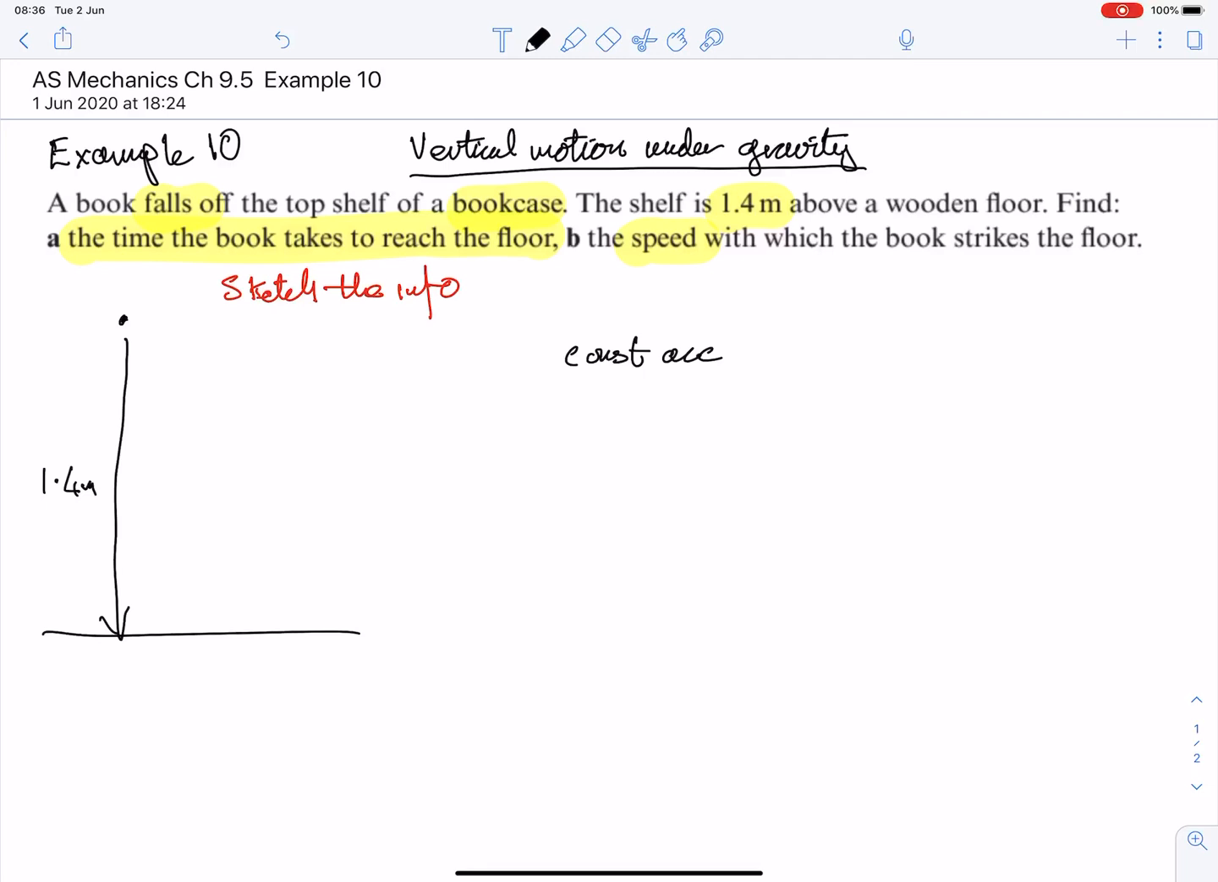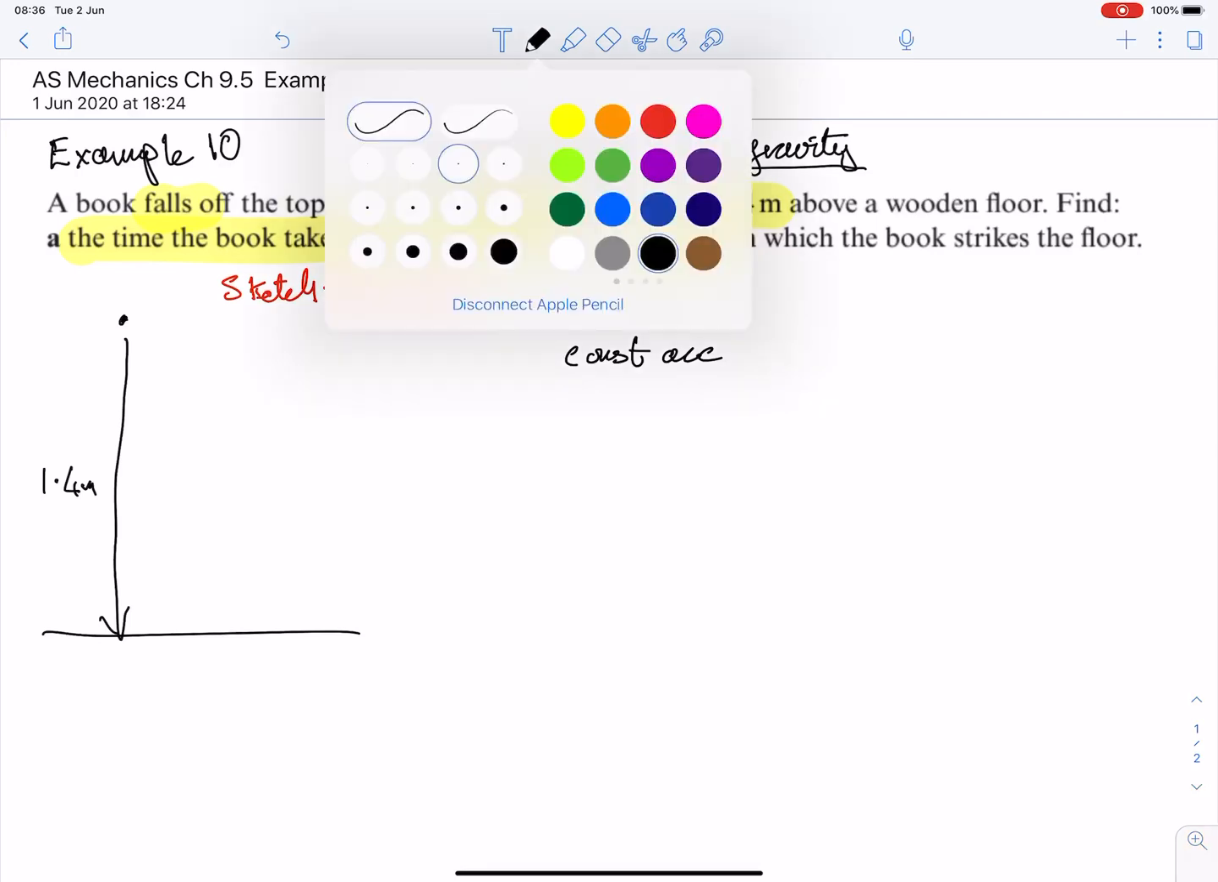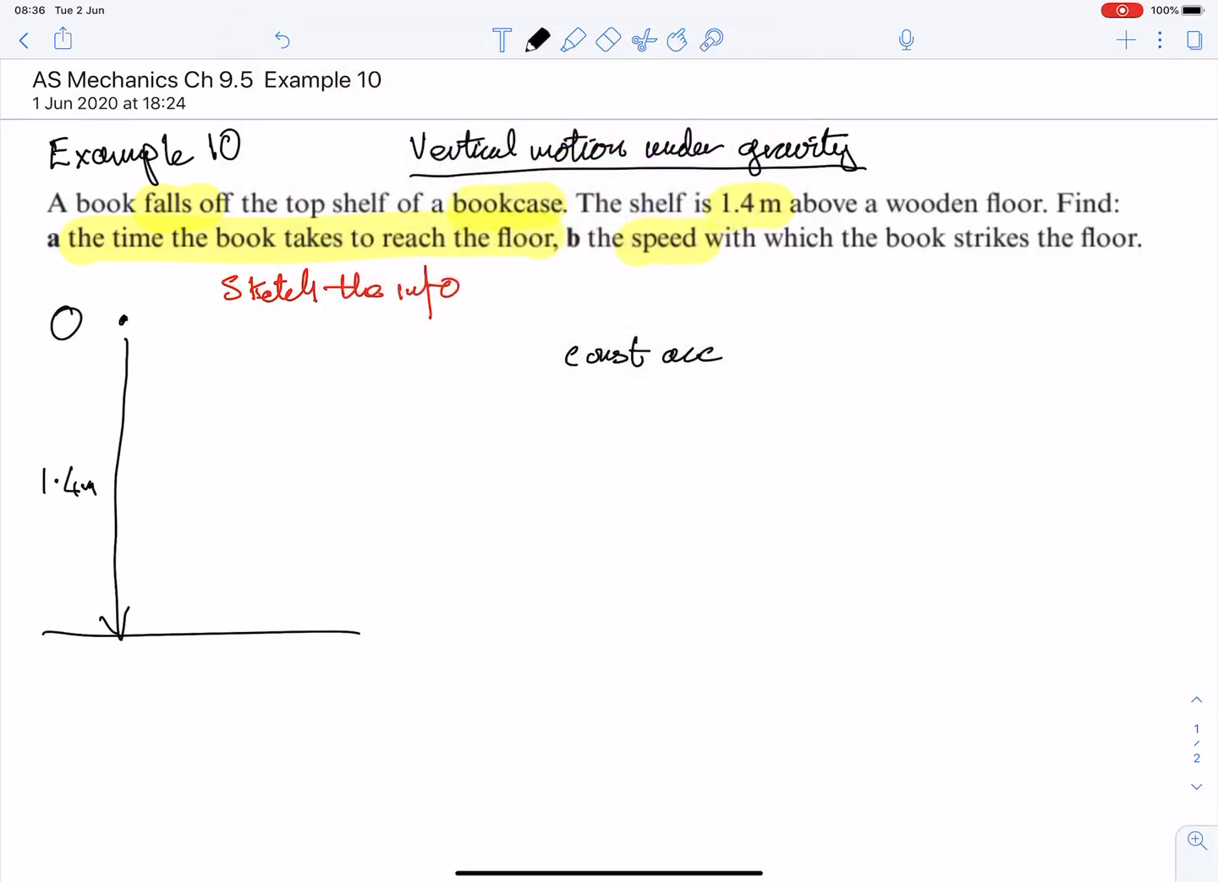and we're going to want to define a positive direction as well as an origin or a starting point of zero. So usually, not always, but usually the best thing to do is to take your origin as the starting point. And the positive as the initial direction of motion from here.